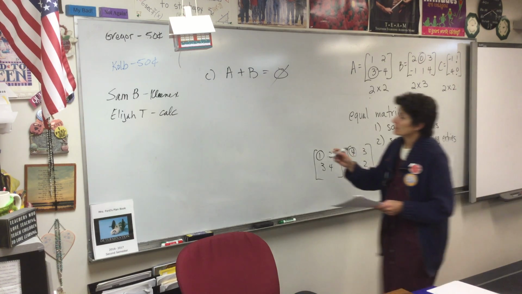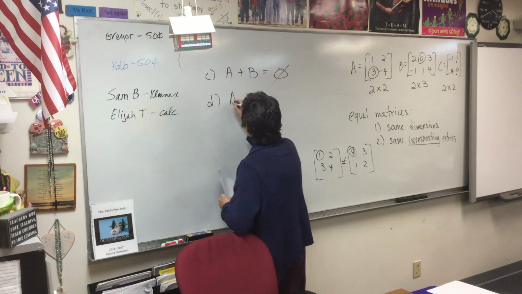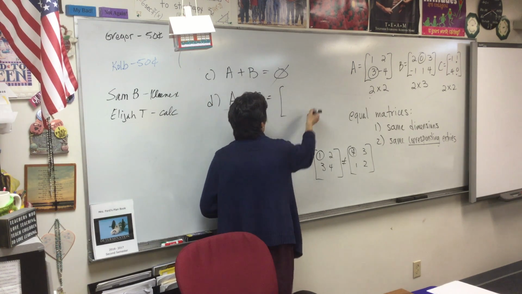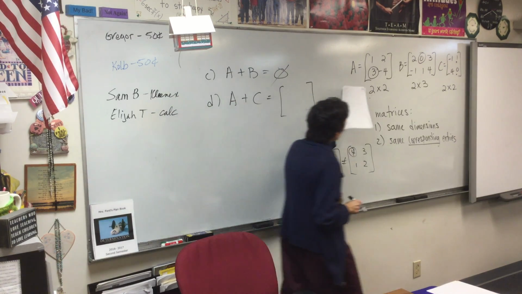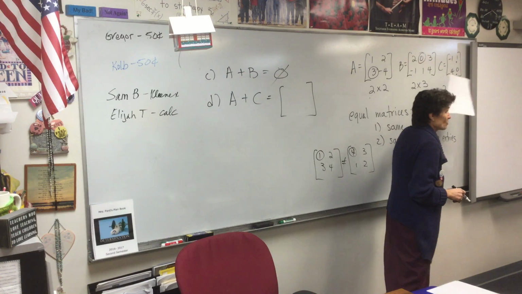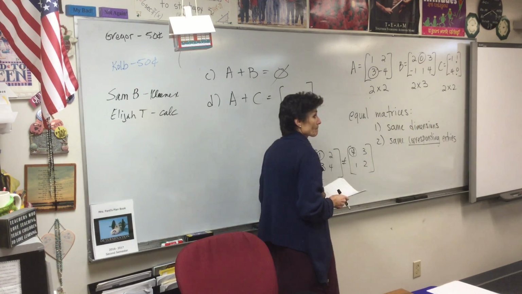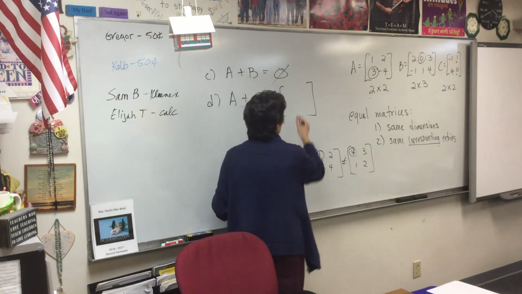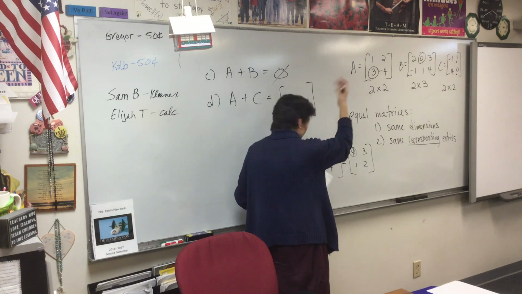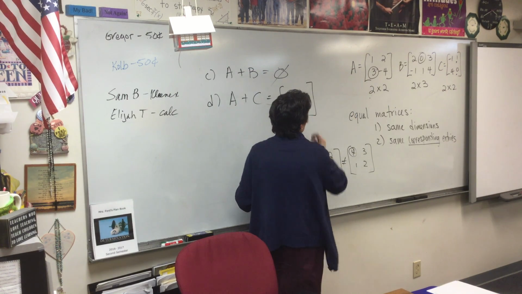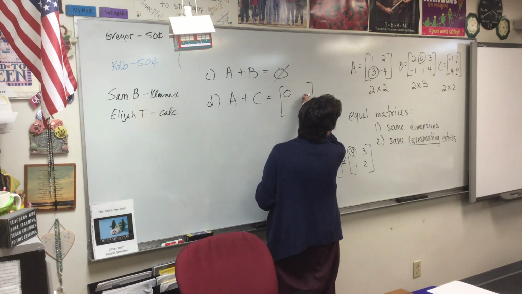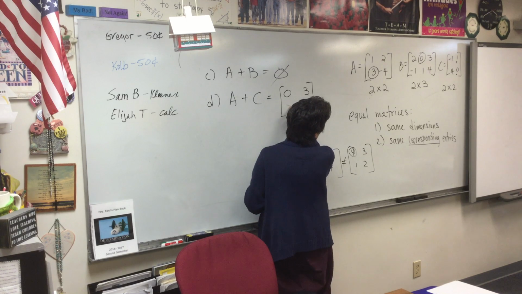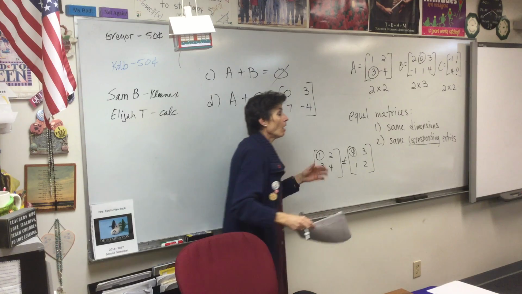How about D? Can we add A and C? Now, how do you think we're going to add matrix A and matrix C? Zach? I'm just gonna guess, like, you have the numbers of the corresponding points. That's it exactly. So this spot would be 0. This spot, 3. This spot, 7.